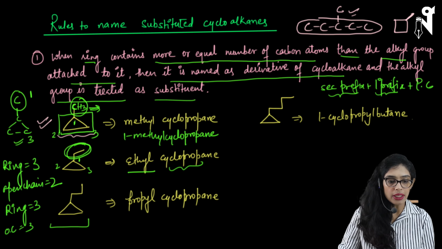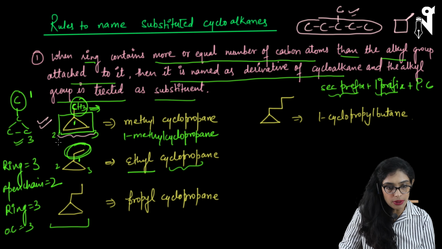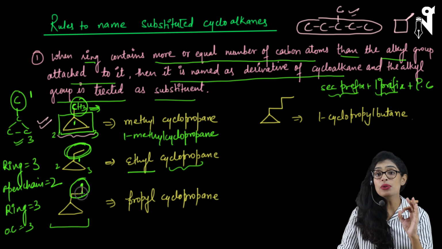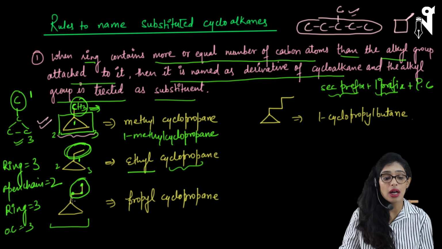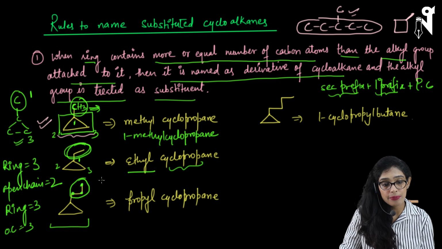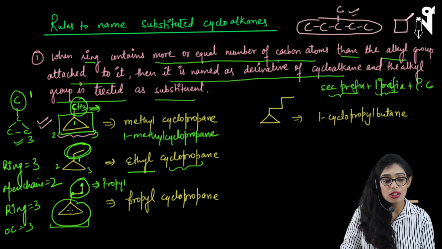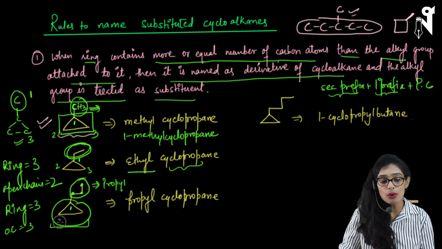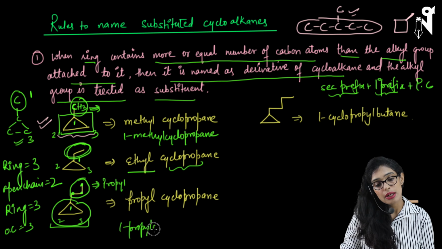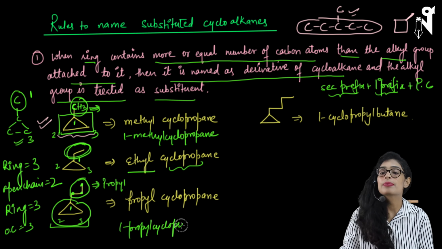So now we know that our branch has three carbons, and all the three are singly bonded. This branch name is going to be propyl. And my cyclic chain name is cyclopropane. And again, I can mark its position as position 1, 2, and 3 like this. So 1-propyl cyclopropane. That's how we'll be naming it.